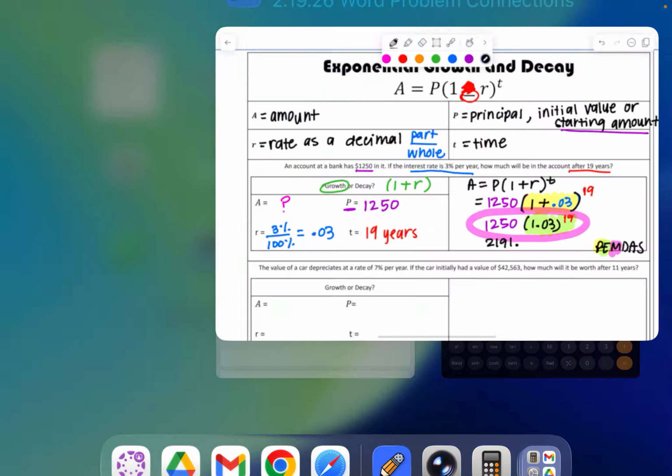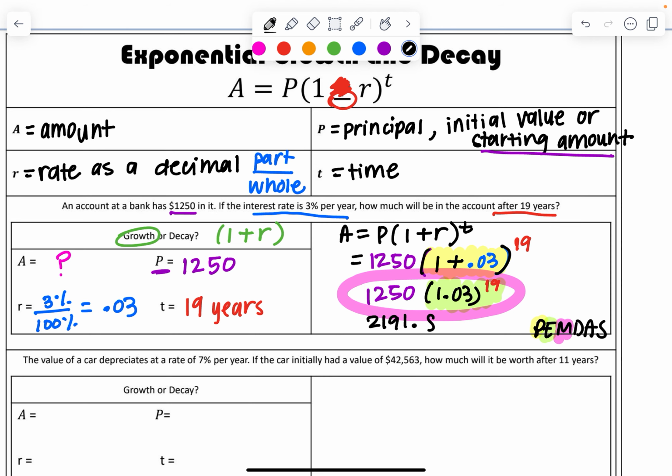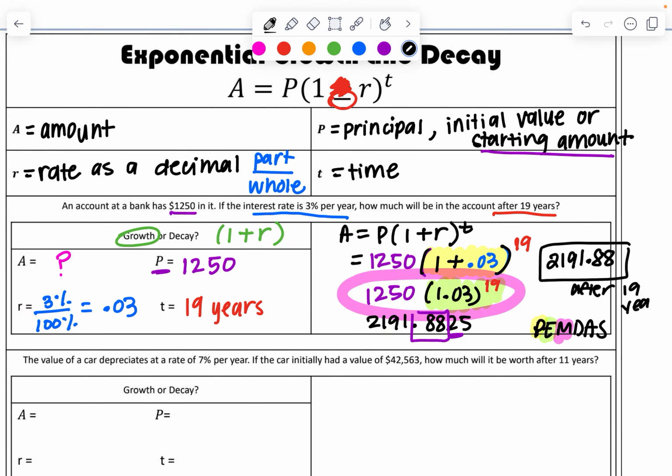2191.8825. I want to round this as money, so I'm going to put a box around this. Since it's 2 afterwards, my final answer is going to be 2191.88. That's how much money I'll have after 19 years.